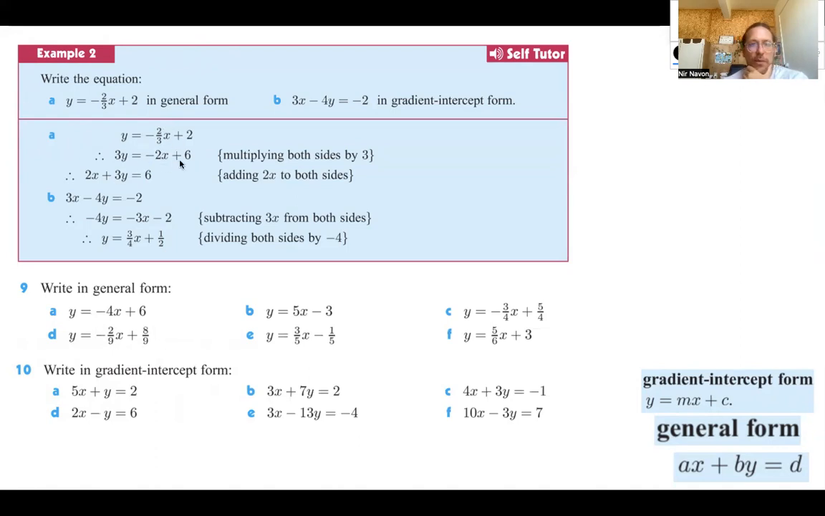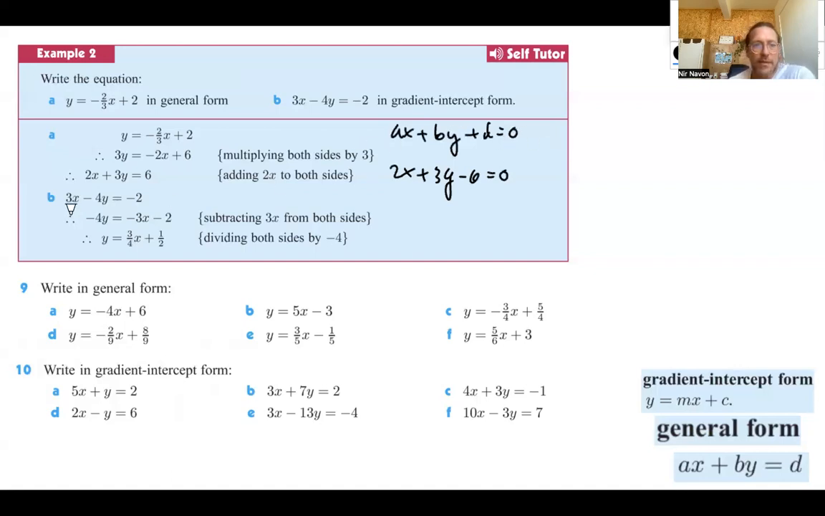First, we'll multiply both sides by 3. And then we'll move the -2x to the other side, and we get 2x + 3y = 6. So that would be ax + by + d, written in that form. Or, as it might be seen in the test, ax + by + d = 0. So in this case, it would be 2x + 3y - 6 = 0.